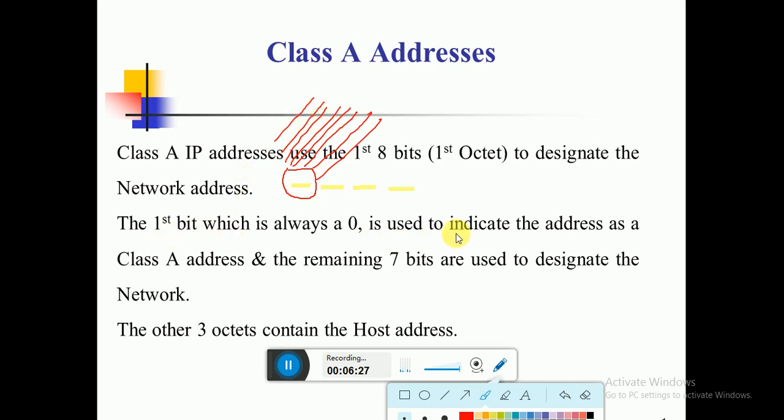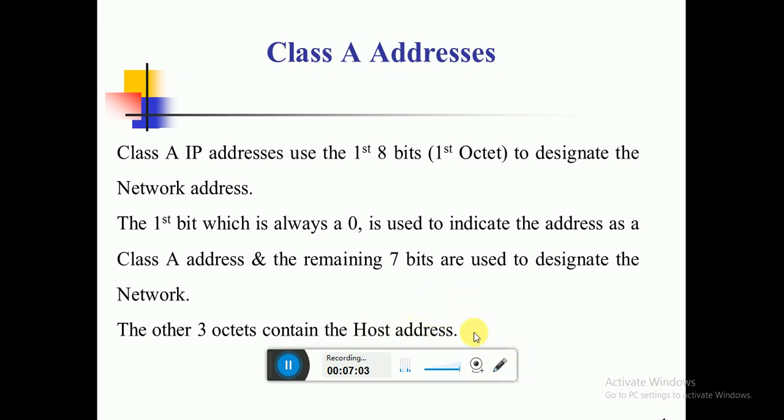Now this point is actually pointing to the very first bit. This bit is called the most significant bit. This bit is always 0 in class A. I will come to it in a while, how it is 0 and why it is not 1. It is used to indicate the address as a class A address, and the remaining 7 bits are used to designate the network, right? So the other 3 octets contain the host address.